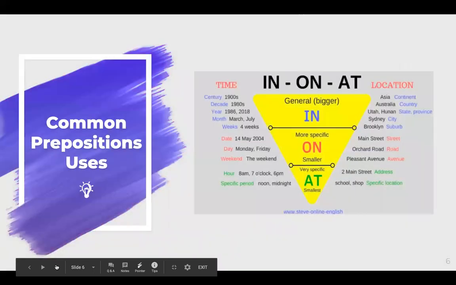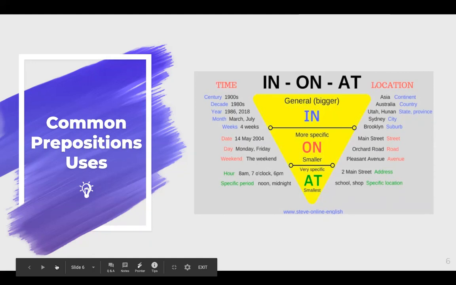The three most common prepositions that we usually use are in, on, and at. This picture shows how they're used in time and location. In is the biggest one of the three. They're used to describe centuries, decades, months, weeks, years, as well as continents, countries, states, and cities, like the 1900s, March, 4 weeks, or Utah, Sydney, Brooklyn, other things like that.